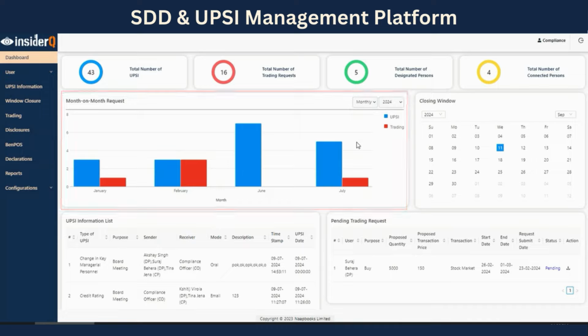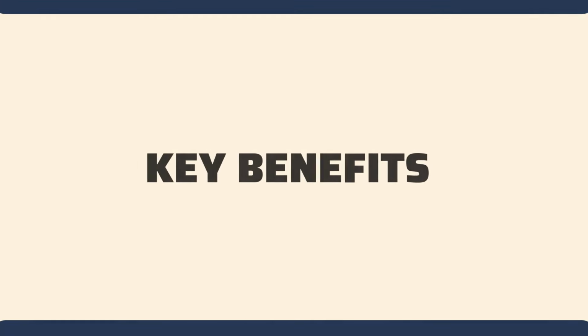Below the metrics, you'll find a data chart that visually breaks down your UPSIs in blue and trading requests in red. This chart allows compliance teams to instantly track trends and act proactively because in compliance, timely decisions are critical. The ability to switch between monthly and annual views provides flexibility for both day-to-day oversight and long-term analysis. Key benefits for compliance teams.